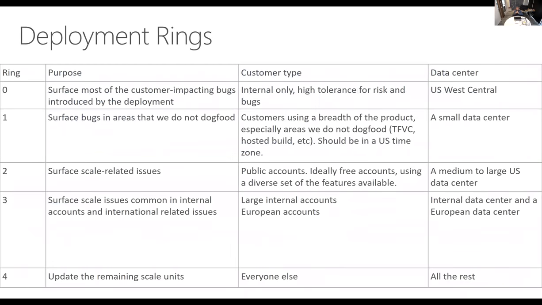So what are our deployment rings? There are five of them. Ring zero is internal only. People who have a very high tolerance for risk and bugs, which in this case means my team.